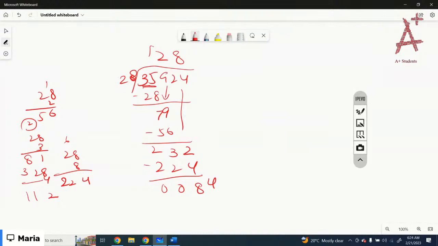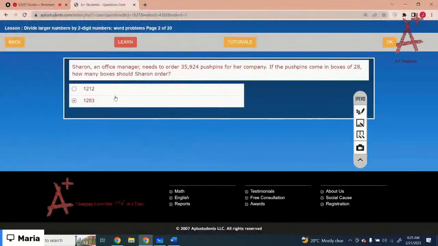So we can go for 28 times 3. 28 times 3 is 84 and you are left with 3. Got it? So that means the correct option is 1283. Got it? So the correct option is 1283.